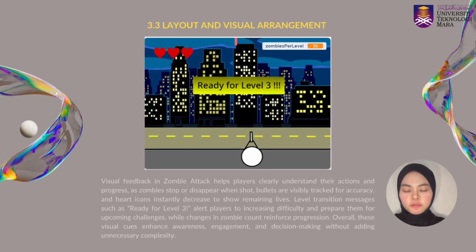Next is visual feedback and effects. Visual feedback in Zombie Attack helps players clearly understand their actions and progress. Zombies disappear when shot, bullets are visible to track accuracy, and heart icons instantly decrease to show remaining lives. Level transition messages such as "Ready for level 3" alert players to increasing difficulty and prepare them for upcoming challenges, while changes in zombie count reinforce progression. Overall, these visual cues enhance awareness, engagement, and decision making without adding unnecessary complexity.